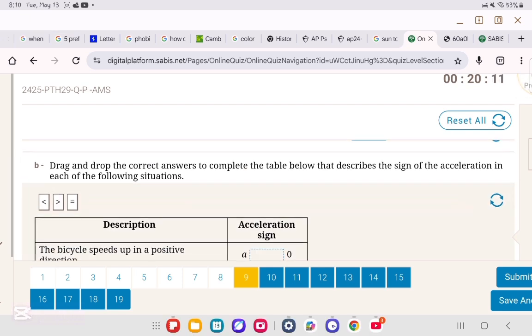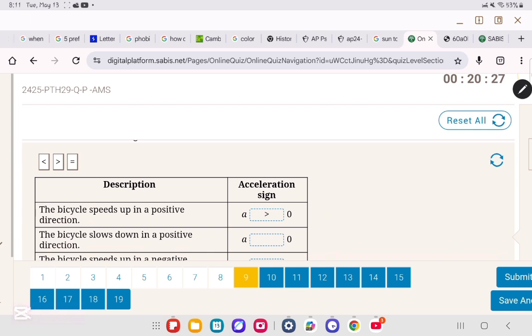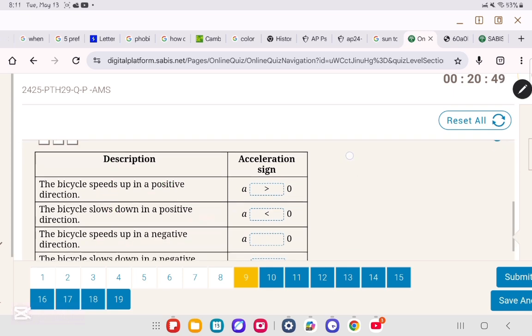Drag and drop the correct answers to complete the table below that describes the sign of acceleration in each of the following. So the bicycle speeds up in a positive direction. You know that the acceleration is going to be a positive number, so it's going to be greater than 0. It slows down in a positive direction. That means it's two opposing, so pay attention. Speeds up in a positive direction: two positives will give you a positive. Slows down in a positive direction: negative and positive will give you a negative value. So the acceleration is negative.